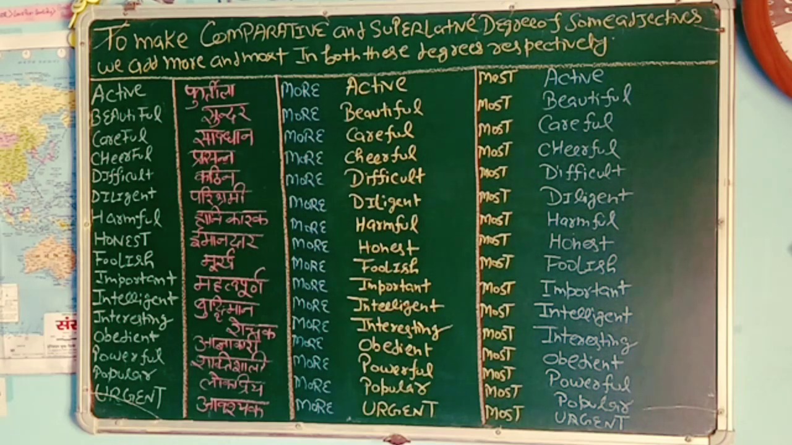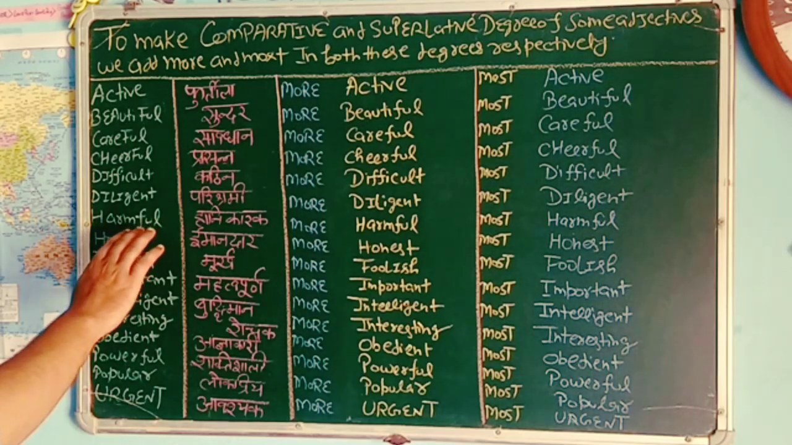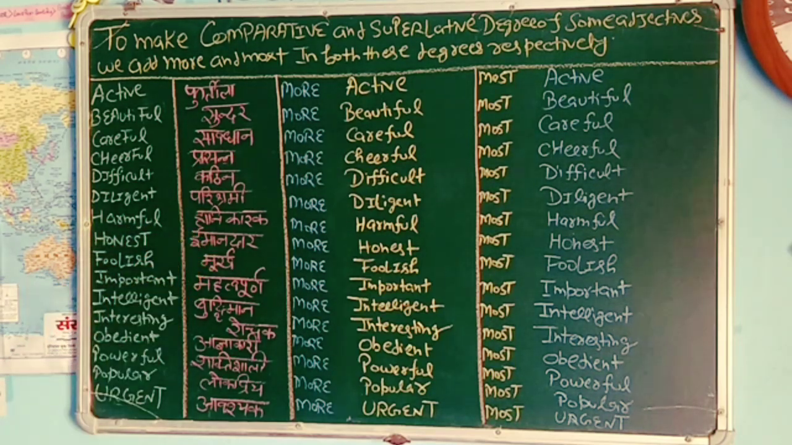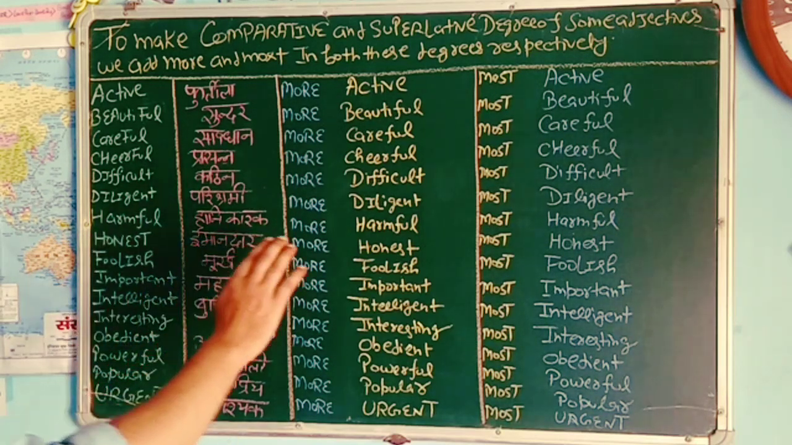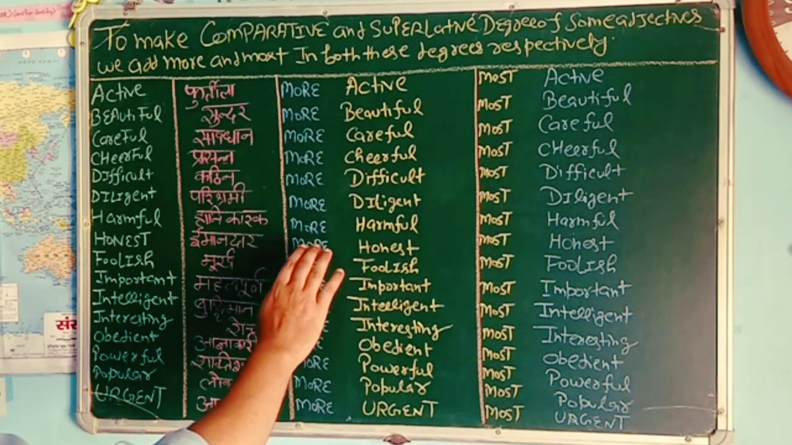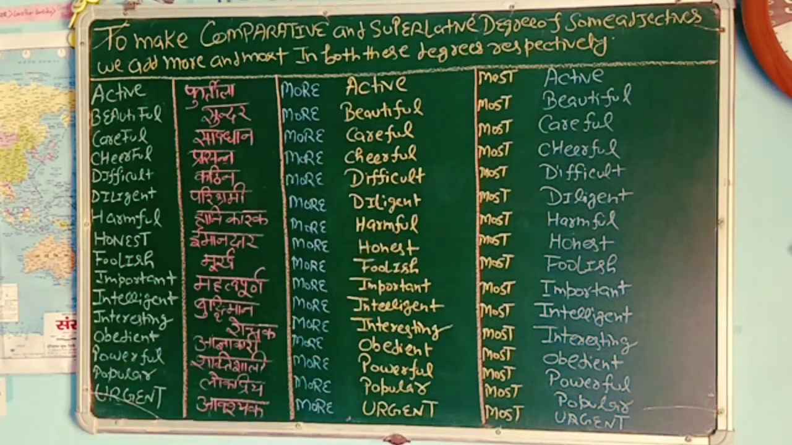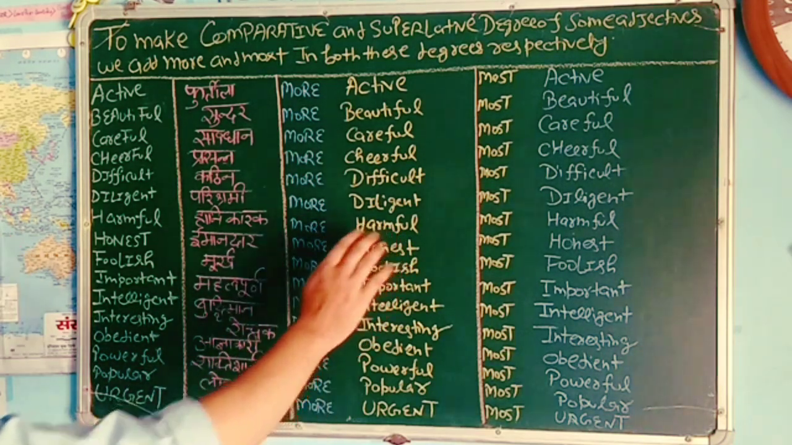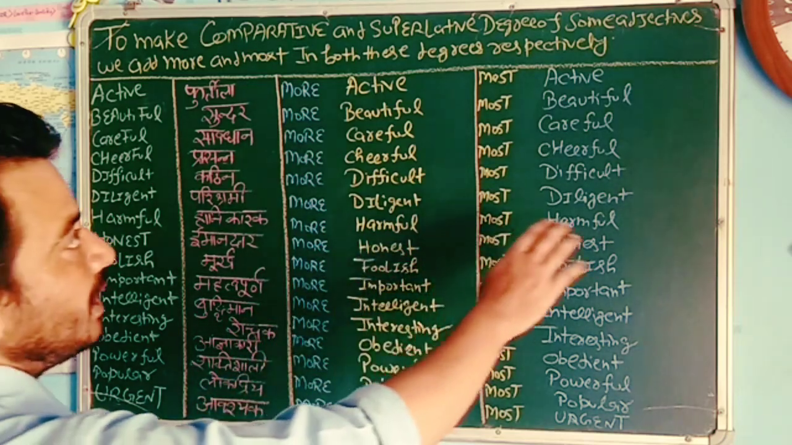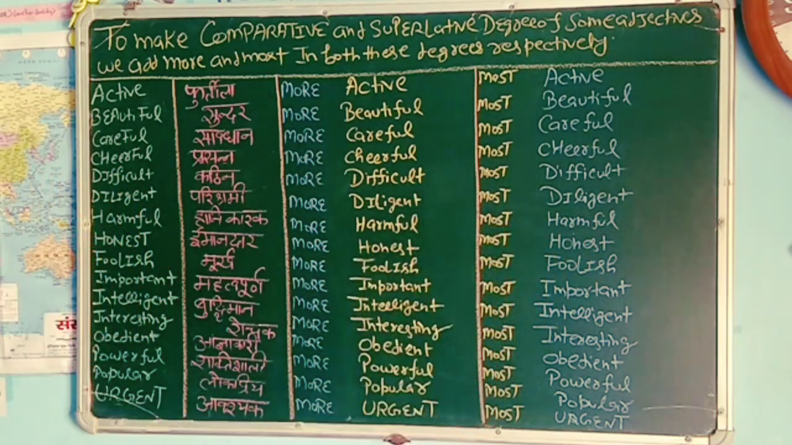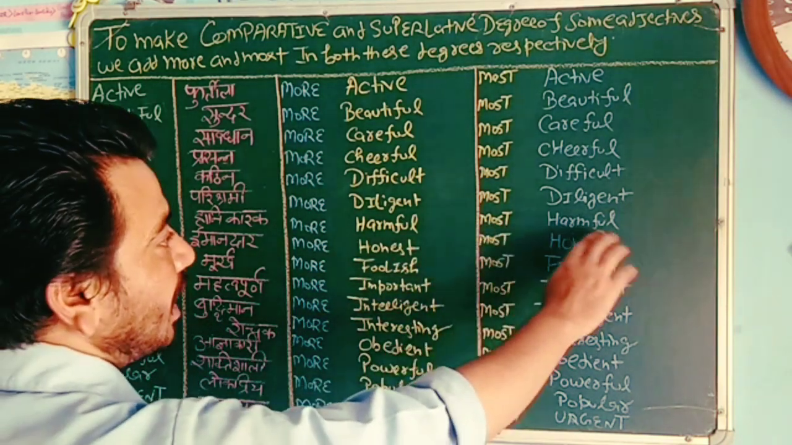Our next adjective is harmful, which means हानिकारक in Hindi. If we want to make comparative degree, we use more before our adjective, it becomes more harmful. And if we want to make superlative degree, we just use the word most before our adjective, it becomes most harmful.